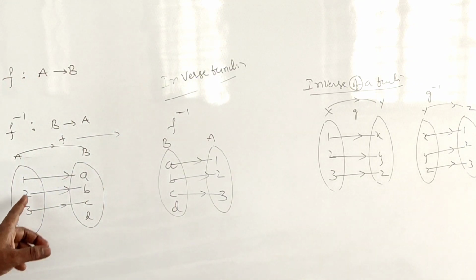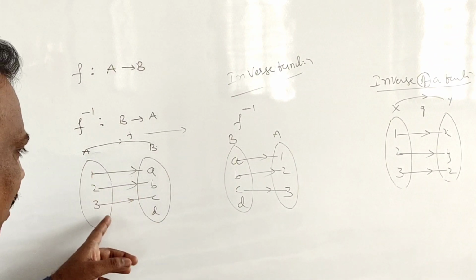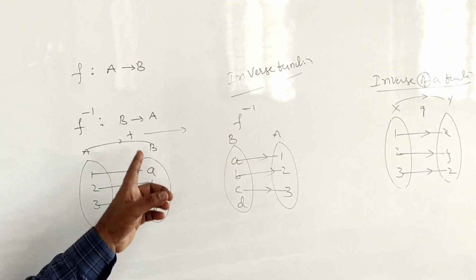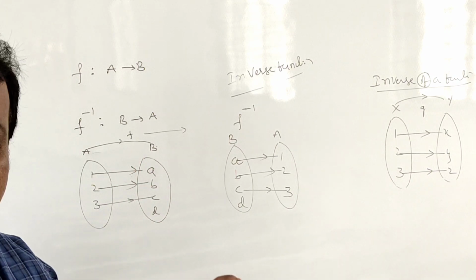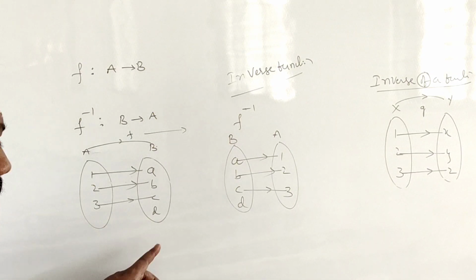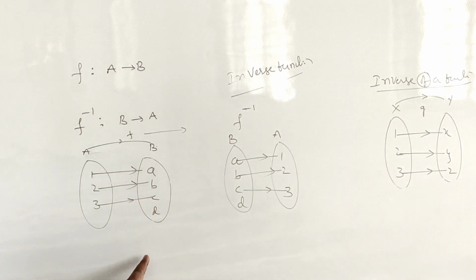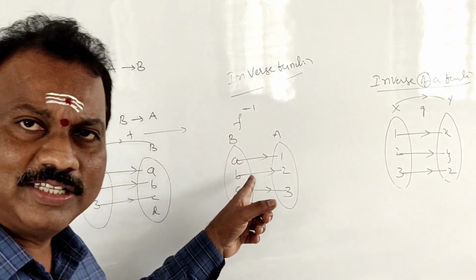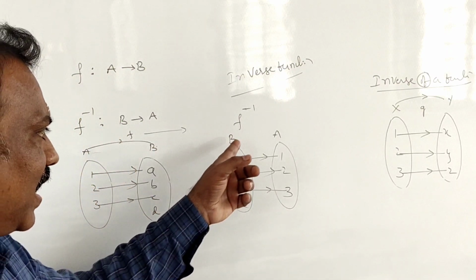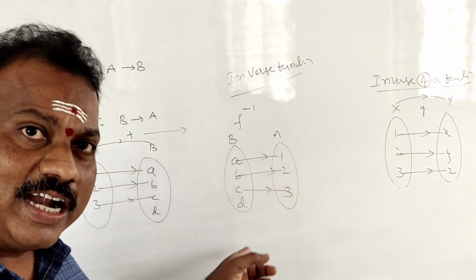Because see here, this is one-one, a one-one function. Why? Because different elements have different outputs, but it is not onto. Why? Because onto means for every element of set B there exists a pre-image in set A, but d is an element in set B without a pre-image, so it is not onto. If it is not onto, the inverse does not exist as a function. Correct? One-one exists, onto does not exist. That's why the inverse is not a function. Here the inverse exists, but the inverse is not a function.